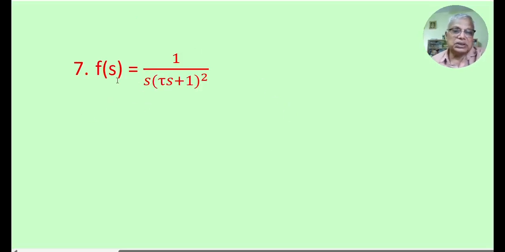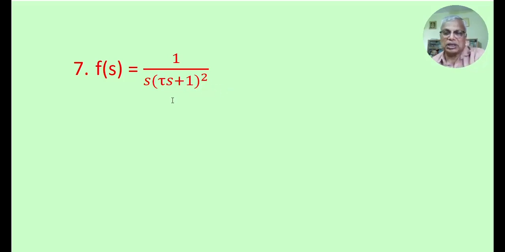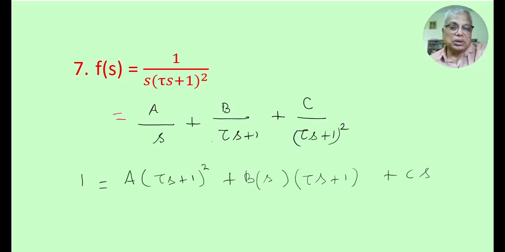Next we will see this function, F of s equal to 1 by s into (tau s plus 1) whole square. The difference between this and the previous function is that an s term is added in the denominator. We'll do this by splitting into partial fractions. There are three factors in the denominator: s, and tau s plus 1 which is repeated 2 times. So let us split this into 3 terms: A by s plus B by (tau s plus 1) plus C by (tau s plus 1) whole square.